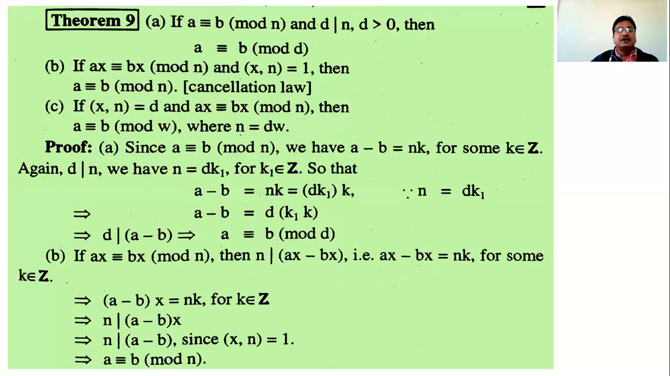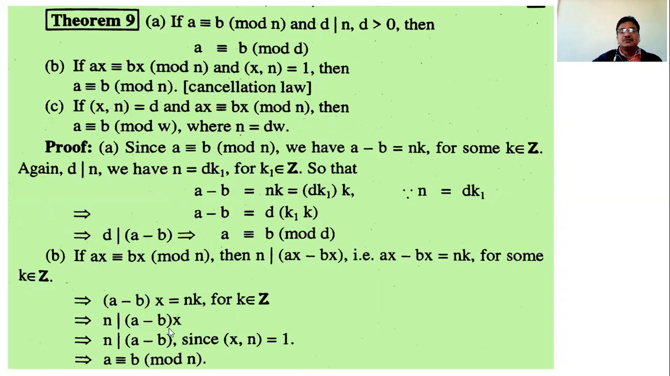The corollary on Euclid's lemma. What is the corollary on Euclid's lemma? If the greatest common divisor of n and X is 1, and n divides (A minus B) into X, then n divides A minus B. Suppose n divides X into Y, then either n divides X or n divides Y. But if the greatest common divisor of n and X is 1, then n divides A minus B. So this is the corollary on Euclid's lemma.